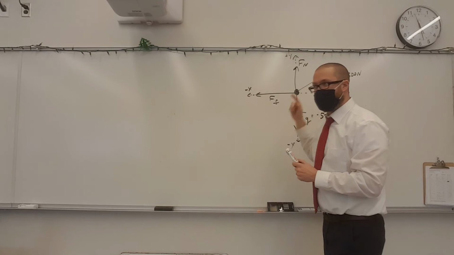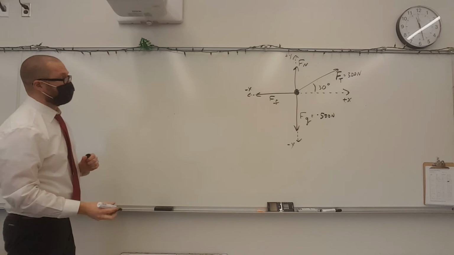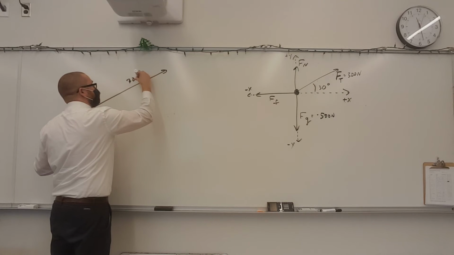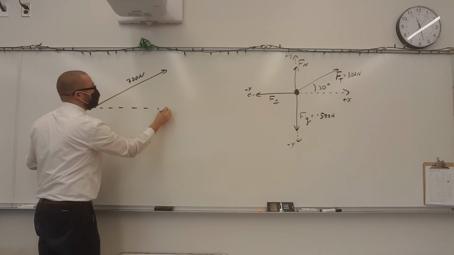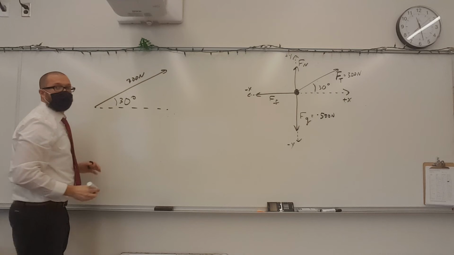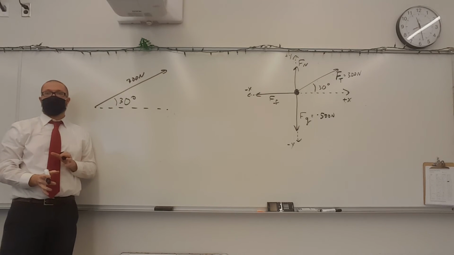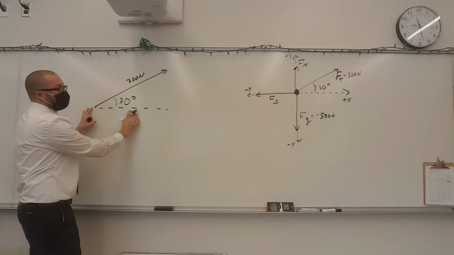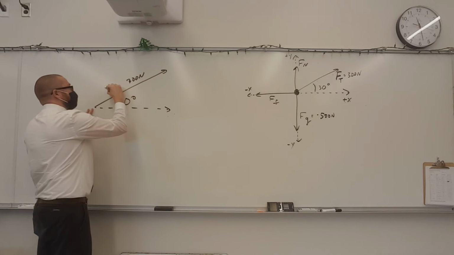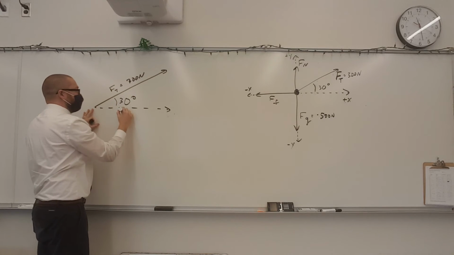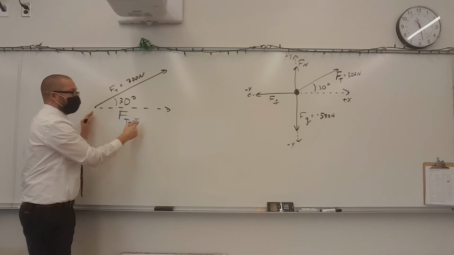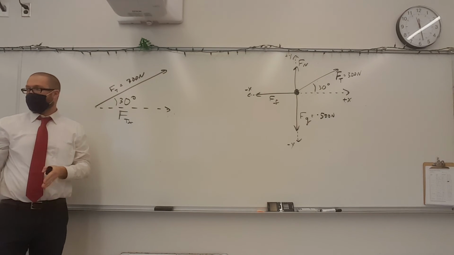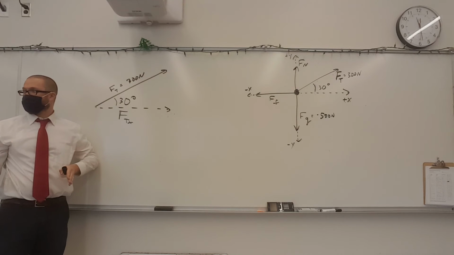Well, here's what we do. We take that 300, we make a triangle out of it. This is on the next page. So that 300 newtons at an angle of 30 degrees has what we call an x and a y component. The x component, let's call this Ft, we'll call this Ftx, is the projection of that vector down on the x-axis.